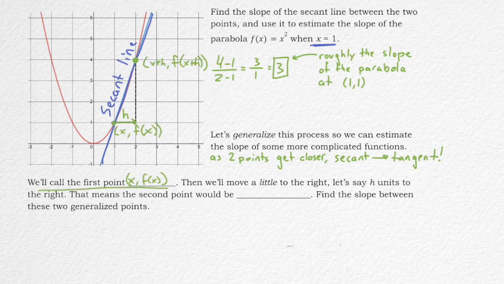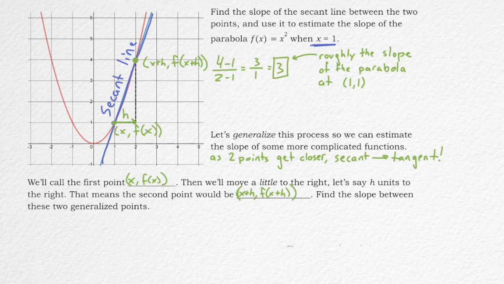So to fill out the notes, it says we'll call this first point x, comma, f of x, and then we'll move a little bit to the right, let's say just h units. That means the second point would be x plus h, comma, f of x plus h. So now let's use these 2 really generic looking points and let's find the slope between them.